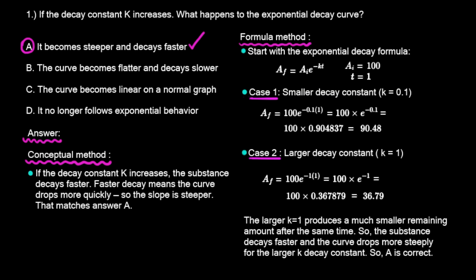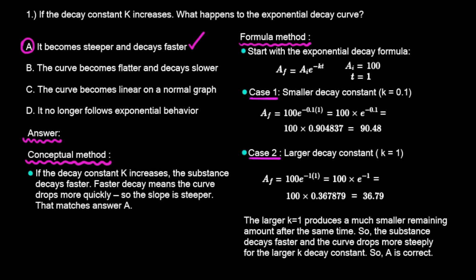Let's assume the initial amount is 100 grams and the time is 1 unit of time, or let's just say 1 hour. In case number 1, for the smaller decay constant of k is equal to 0.1, we plug the values into the formula to get A_f is equal to 100 times e to the power of negative 0.1 times 1. And that 1 is equal to the unit time, or 1 hour. This gives a final amount of approximately 90 grams. So after the passage of that 1 hour, the substance decreases from 100 grams to about 90 grams.